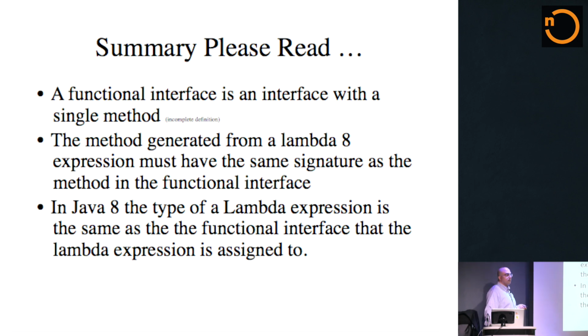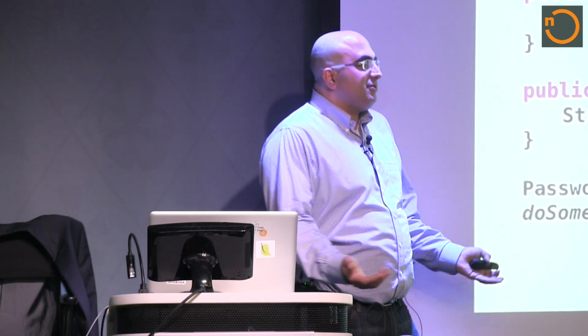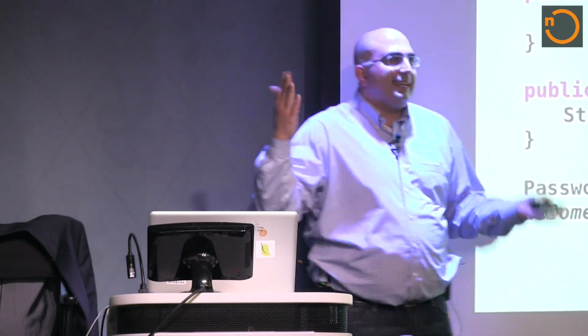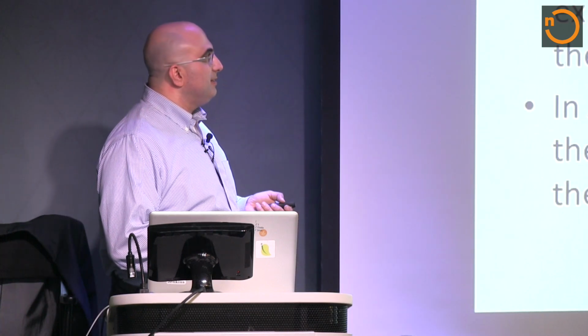Yeah. Say object equals make bad encoder, but then... Sorry? You could say object equals make bad encoder, but you wouldn't be able to invoke it, right? So if you said object make bad encoder, like here, you set object here, that's fine. Yeah, but it wouldn't do anything for you. Yeah, you'd have to cast it back. Okay.